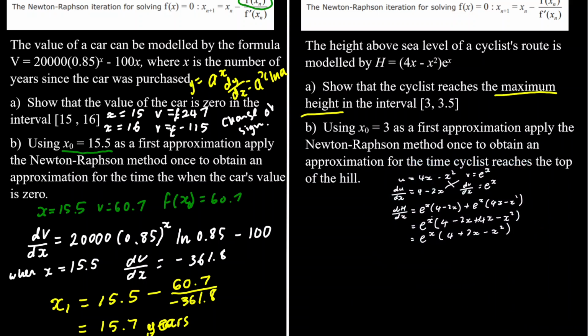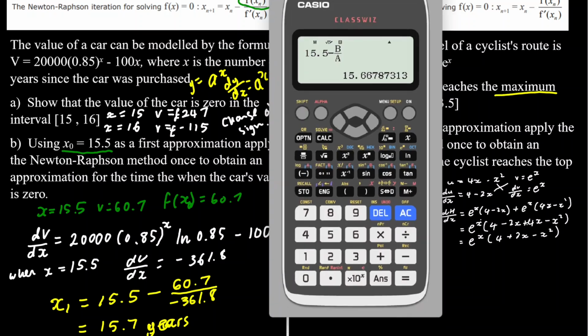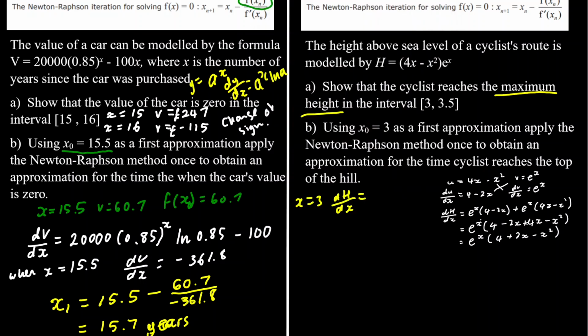We want to show that there's a maximum in the interval 3 to 3.5. So, let's substitute in 3. So when x is 3, our dh/dx is e to the power of 3 times 4 plus 2 times 3 minus 3 squared, which is 20.1.